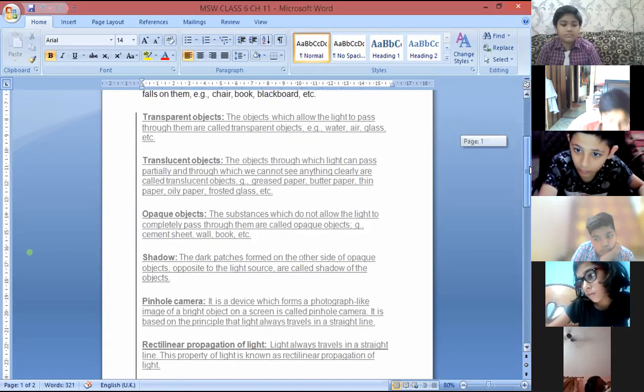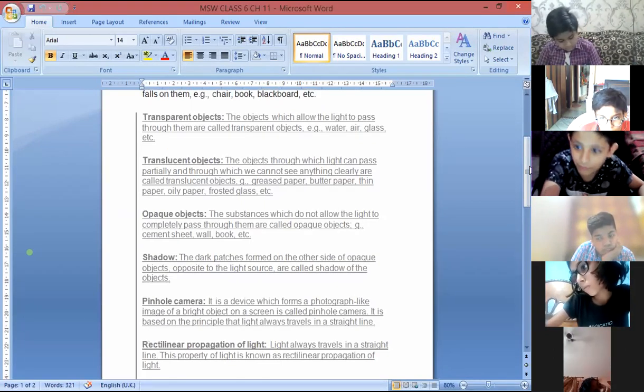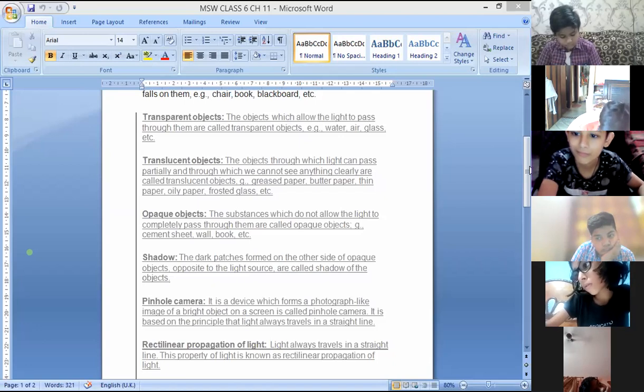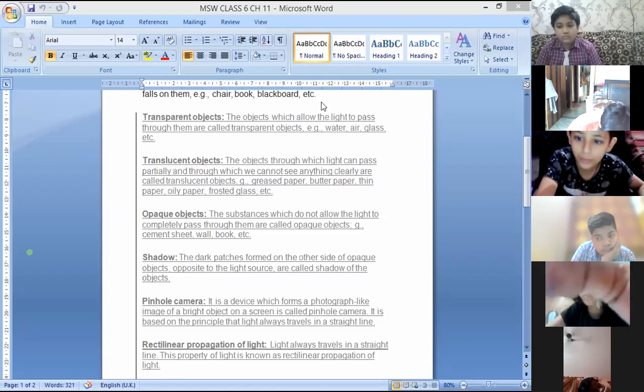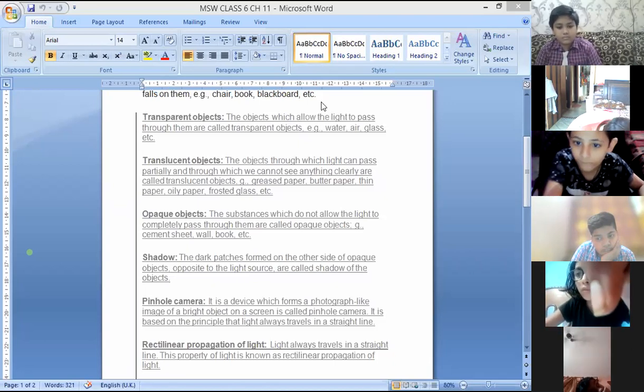Next word is shadow. Yes, Arnav Tomar. A shadow is a space where a light source is blocked by an opaque object.